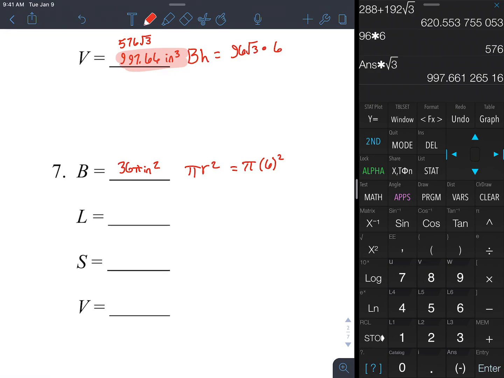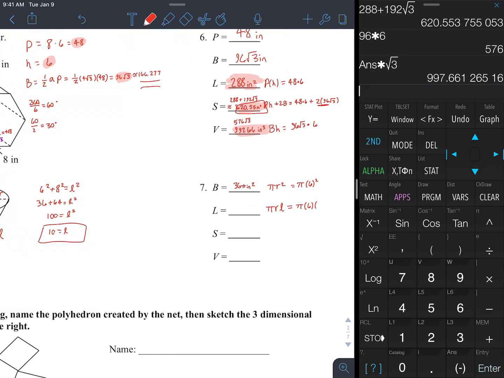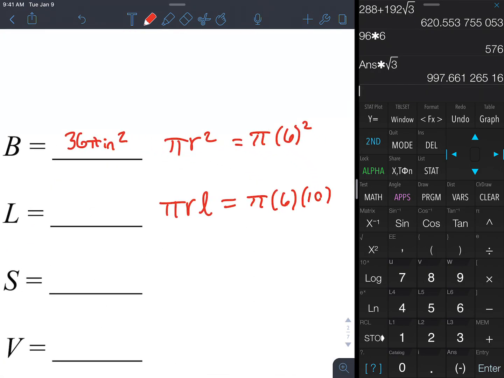Okay, for a lateral area, the formula for that's a simplified form of this formula. You can go conjugate it if you want, but really it's pi r L. And the radius, again, will be 6. And then the L, I believe we got, yep, L was 10. So that's going to be straightforward. That's just 60 pi, and then inches squared.